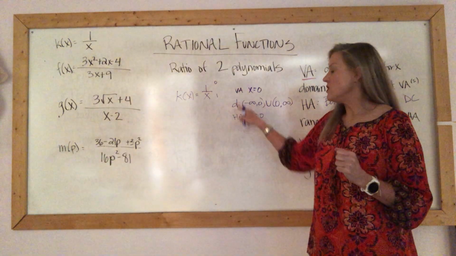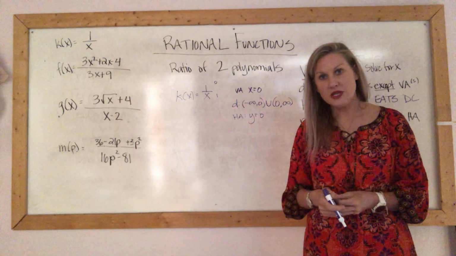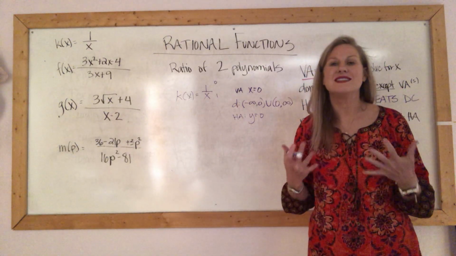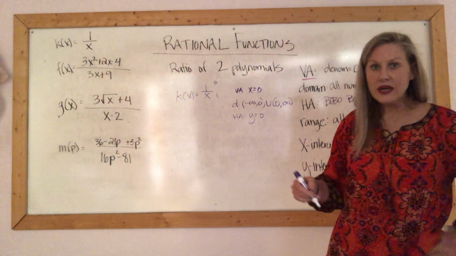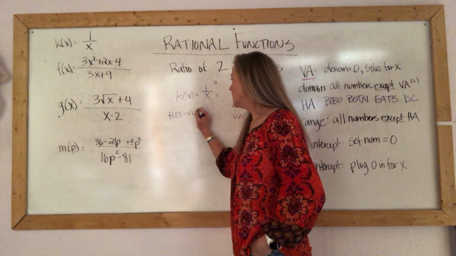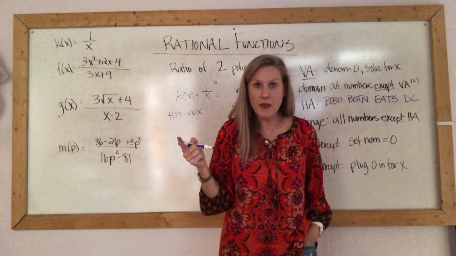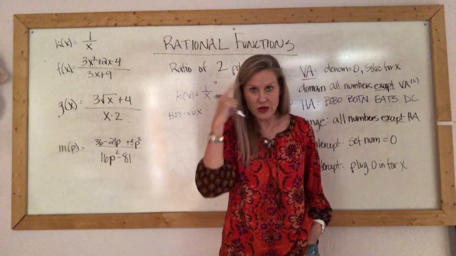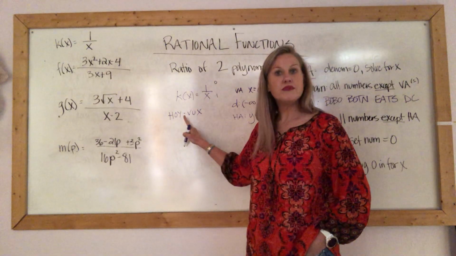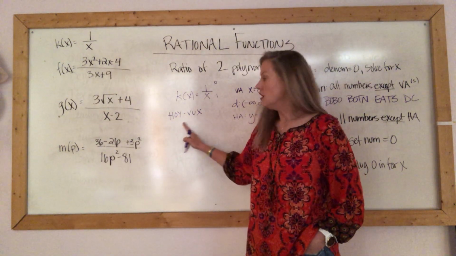Make sure that you always list your asymptotes as the equations of lines, because they are. And just a quick review, remember our mnemonic. So we've got Bobo Botten eats DC, that's one mnemonic, one way to remember something. Another way to remember a different piece of information is Hoivux.